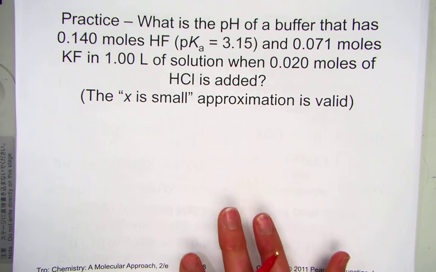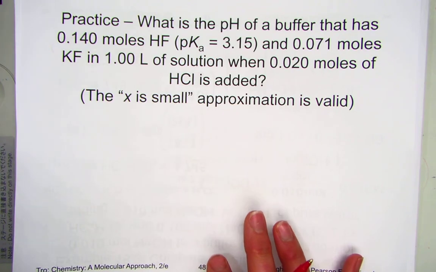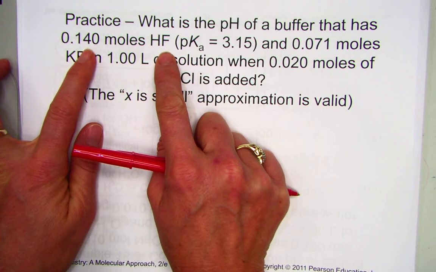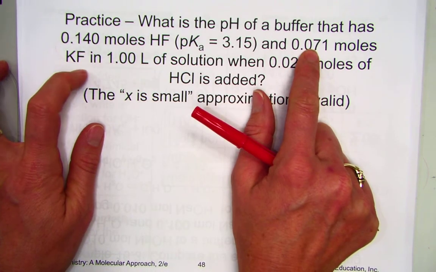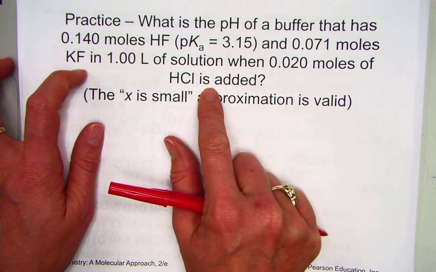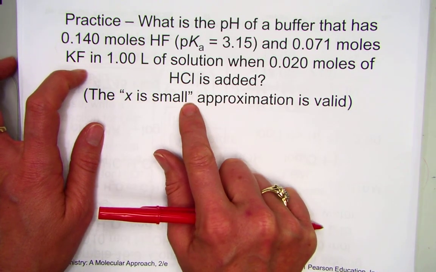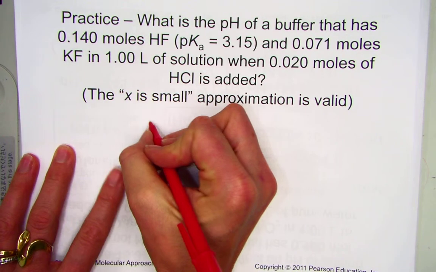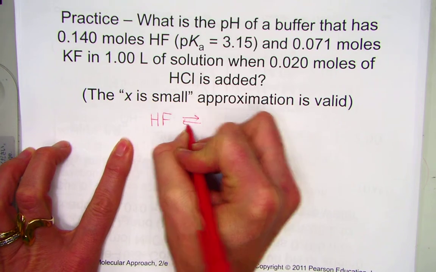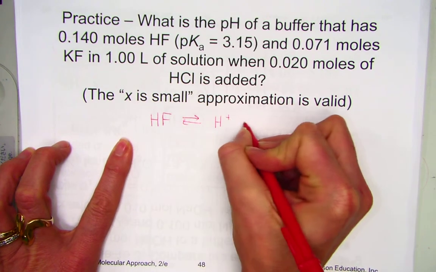Well, let's take a peek at a new example. Calculating the pH of a buffer that has 0.14 moles of an acid, 0.071 moles of its conjugate base, and this time I'm going to add a strong acid to it, and it's okay to assume that x is small. Let's get a handle on our equilibrium. Equilibrium comes from the dissociation of the weak acid, HF.